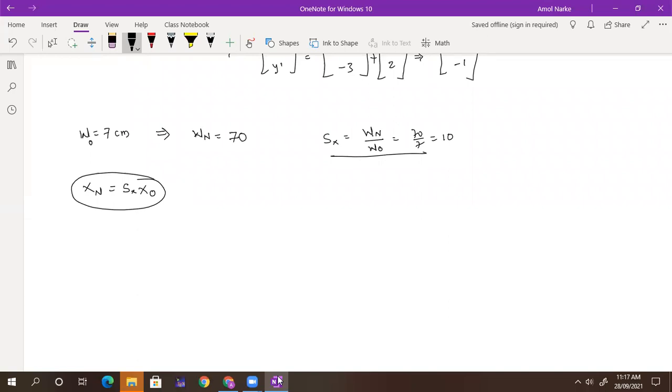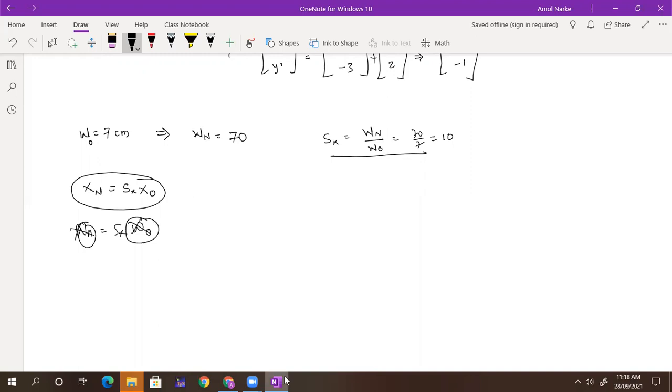Now how do I calculate that ratio, that number? Wn is nothing but the width of the new figure, and W naught is the width of the initial, old figure. So that is Sx. For getting the new width, Wn is Sx into W naught. I'm moving along the x axis, that's why I write x here and x here. That's it.